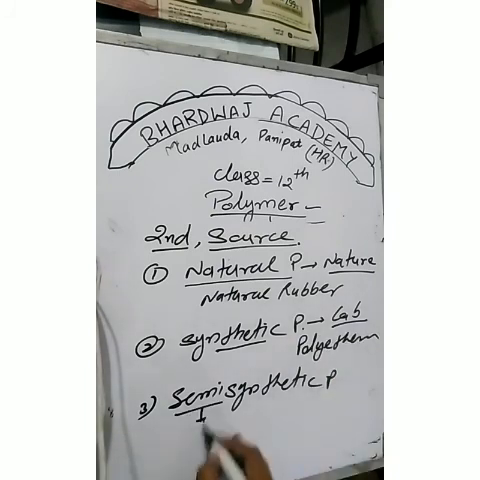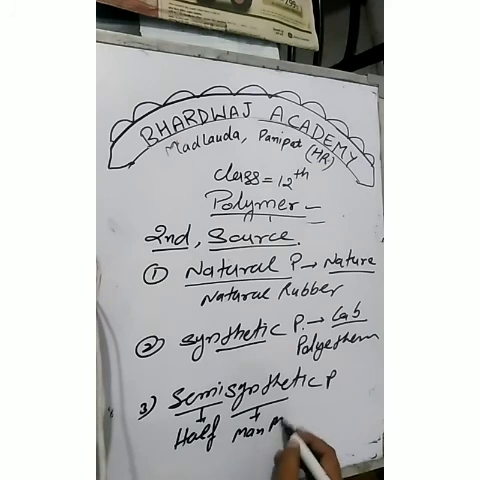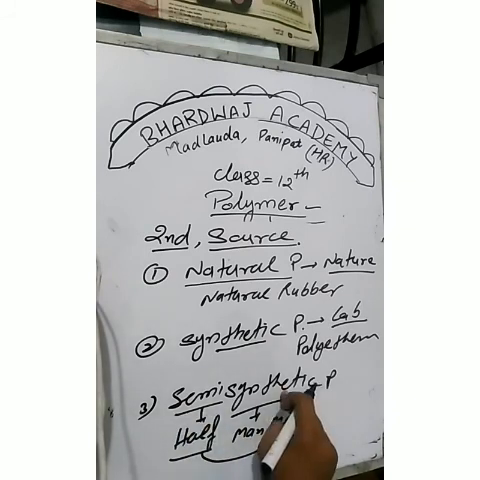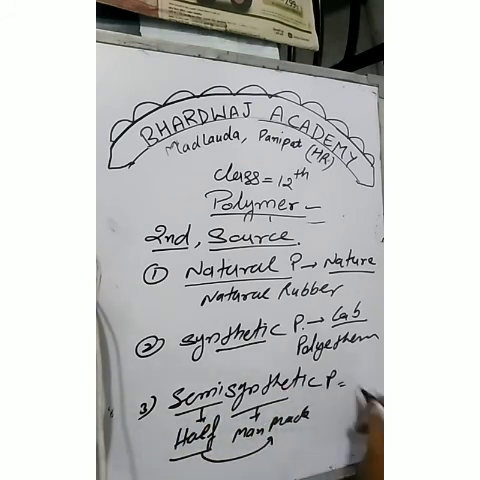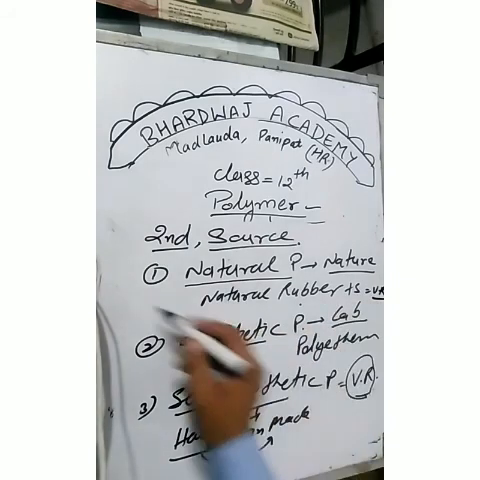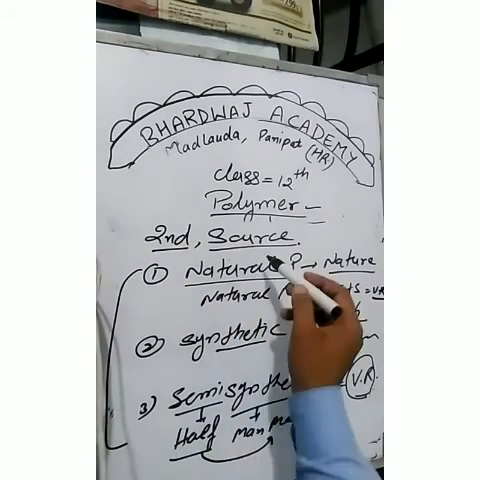And semi means half, synthetic means man-made. These are taken from nature and undergo modification by man. These are called semi-synthetic polymers. Example is the vulcanized rubber. This rubber is formed by adding sulfur to natural rubber. This forms the vulcanized rubber. So this is the second classification of polymer based on the source.